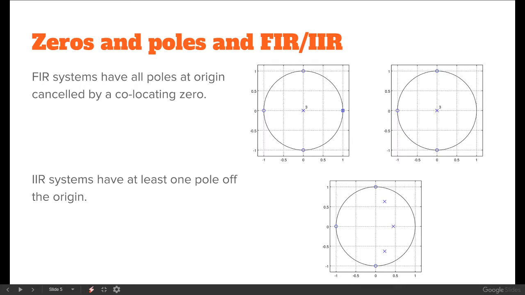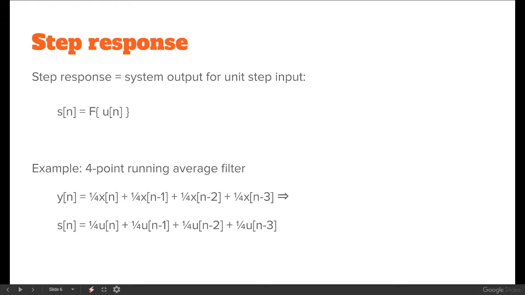That actually then tells that, okay, this is an IIR system. Definitely IIR.